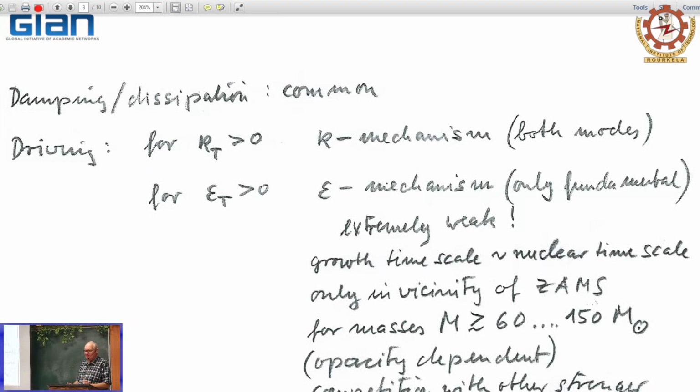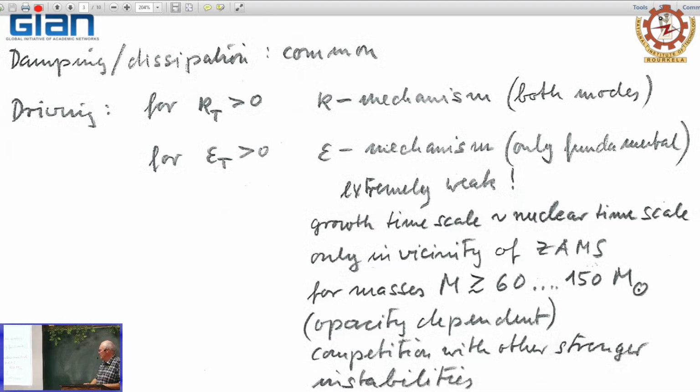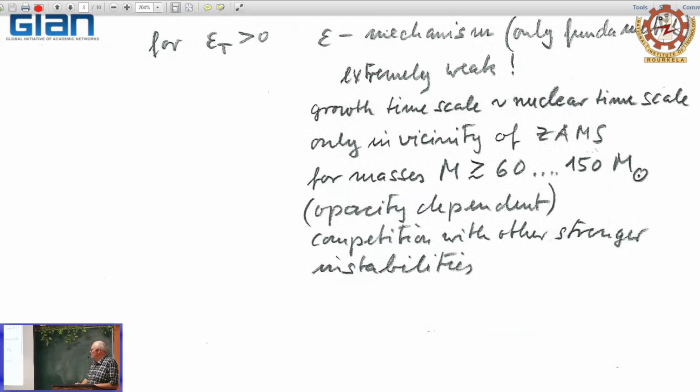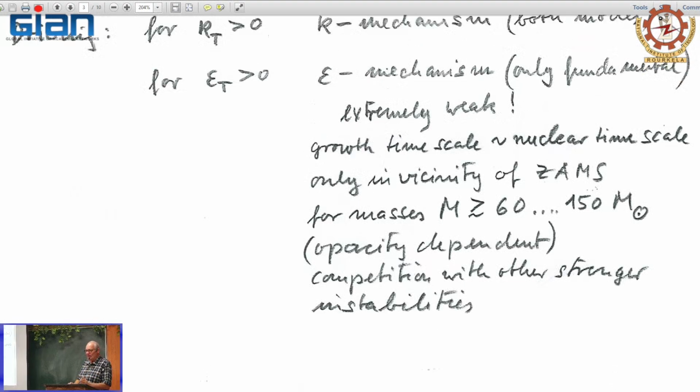Moreover, it is opacity dependent. That means the opacity plays at least an equal role as the energy generation for having an instability. So the epsilon mechanism always competes with the kappa mechanism. So there is a competition with much stronger instabilities in general. So keep in mind, the epsilon mechanism is very weak. The timescale on which the epsilon mechanism operates is the nuclear timescale. The growth timescales are very, very small.